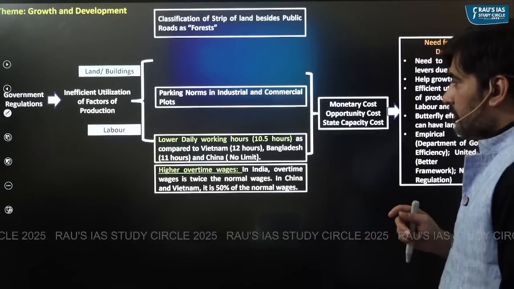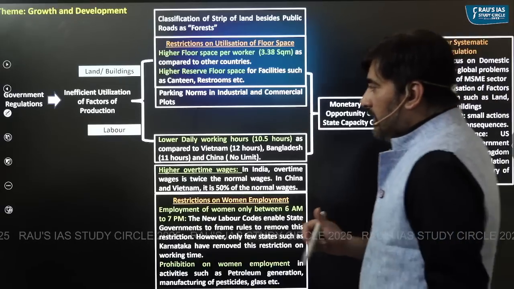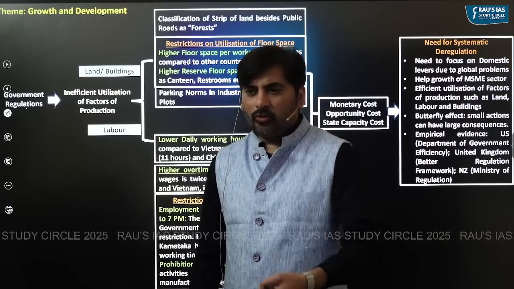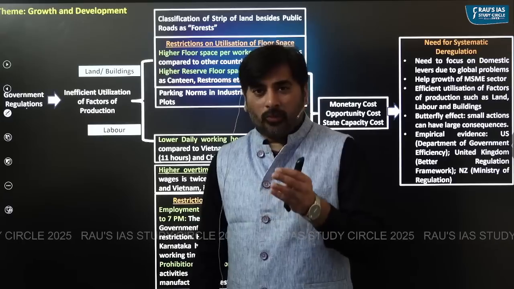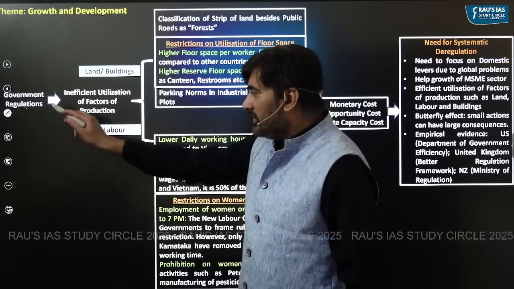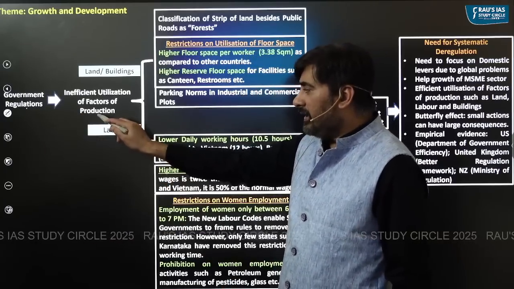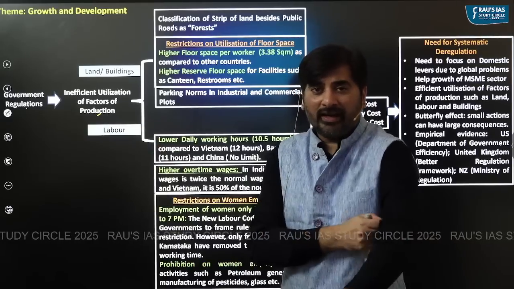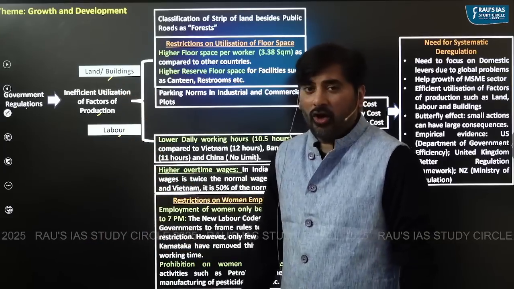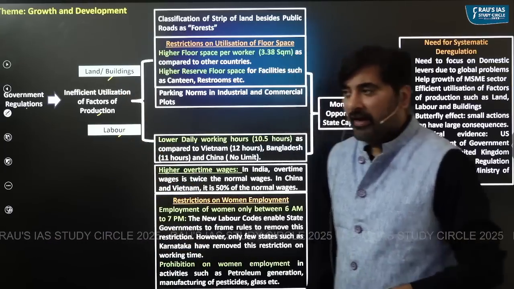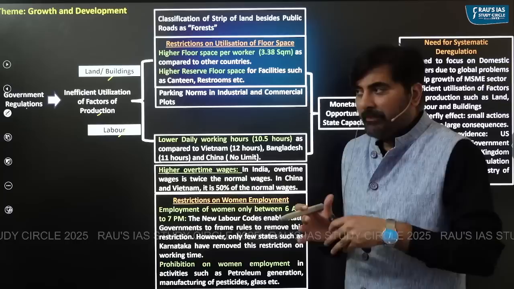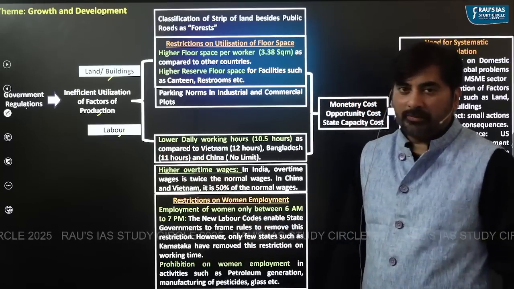Let's see here. Okay. See, government has made different rules and regulations. And like I said, these rules and regulations have a good intention to protect the interests of workers, to protect the environment. But the problem is these rules and regulations are leading to inefficient utilization of factors of production, one being labor and the second being land or buildings. Let's understand how government rules and regulations are preventing the efficient utilization of labor.